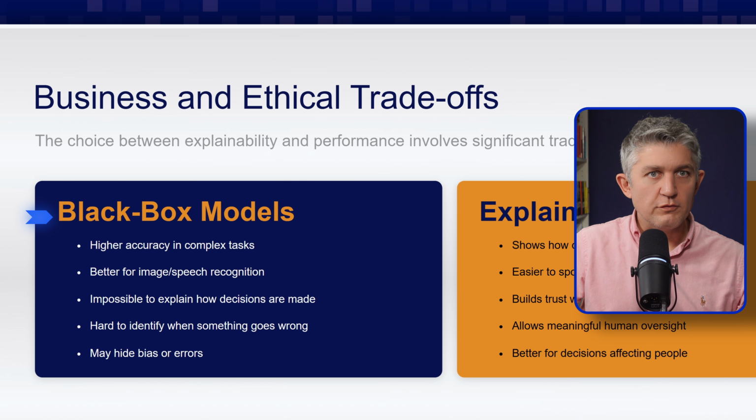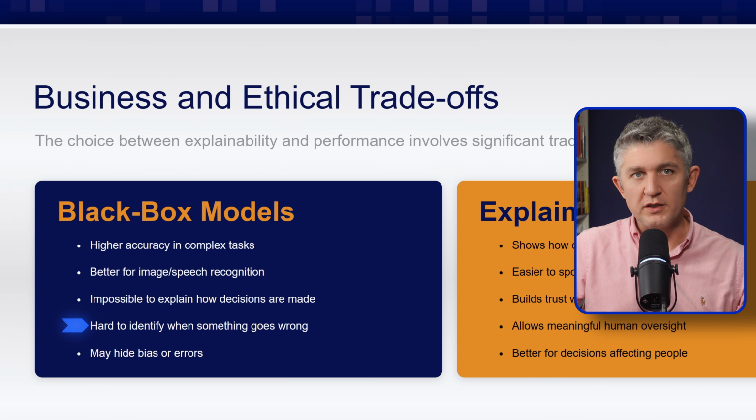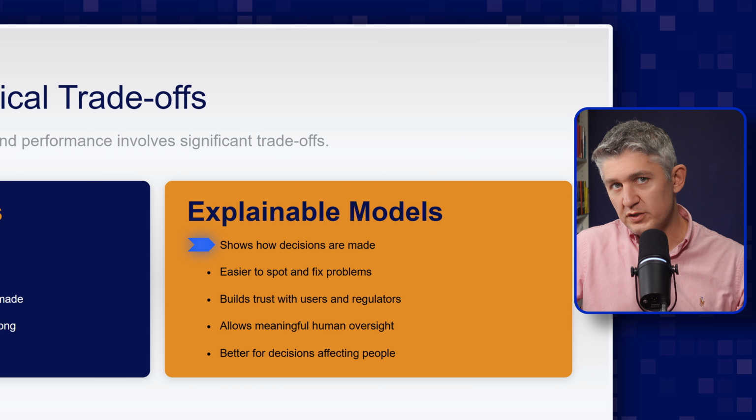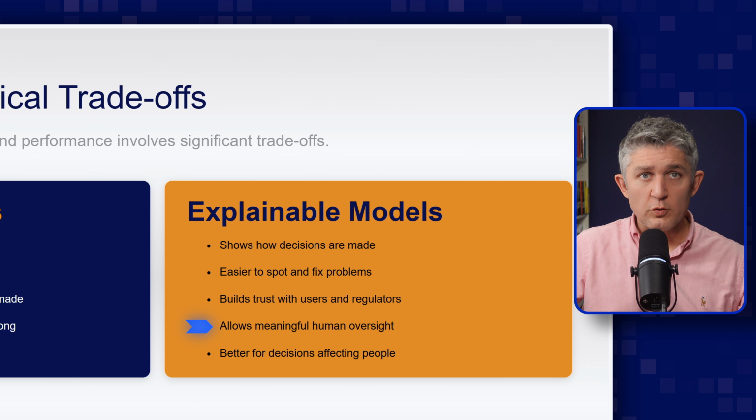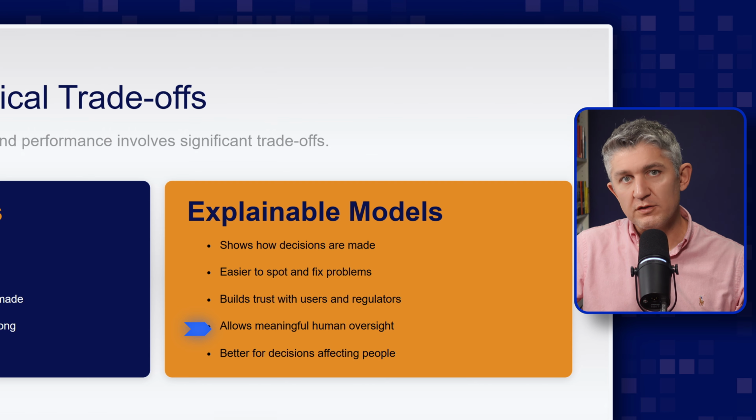Black box models often win on accuracy in complex tasks, like image and speech recognition. They are harder to explain and harder to debug. Explainable models show how decisions are made. They build trust, support oversight, and ease compliance. But you need to pick the right tool for the impact and for the audience.